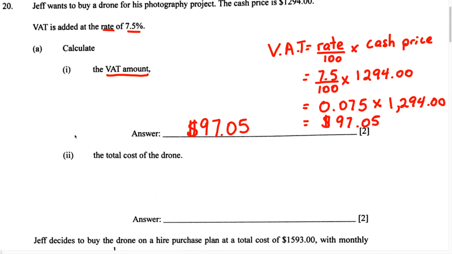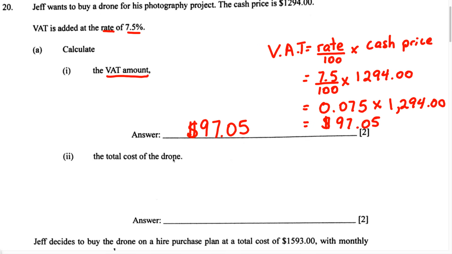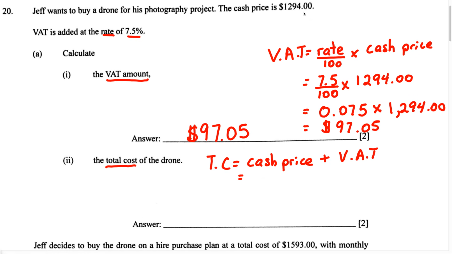Okay, now part 2 says the total cost of the drone. So we know to find the total cost, we're just going to add the cash price plus the VAT. So we can say TC for total cost. We can say cash price plus VAT. We know the cash price is going to be $1,294.00 plus the VAT, which is going to be $97.05.